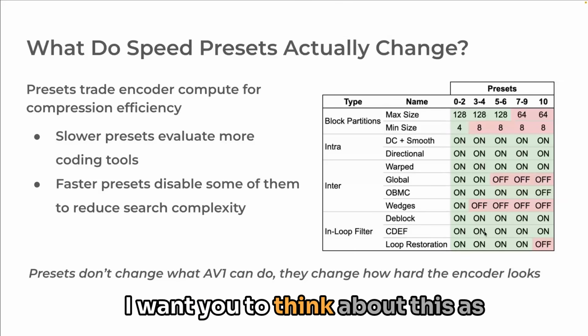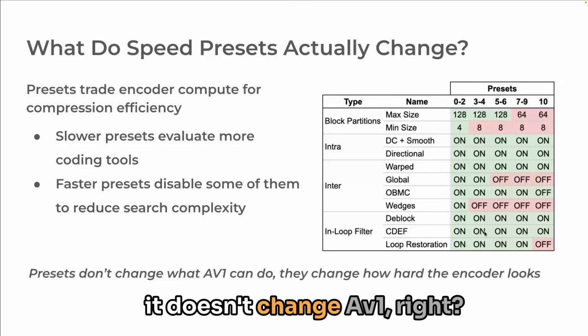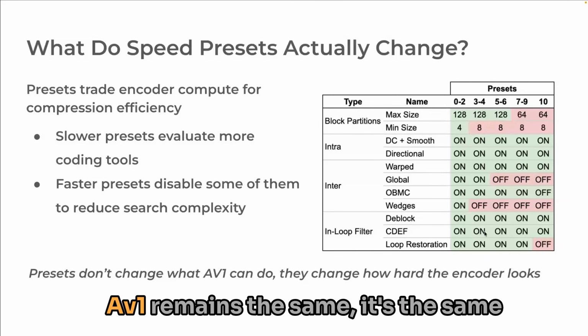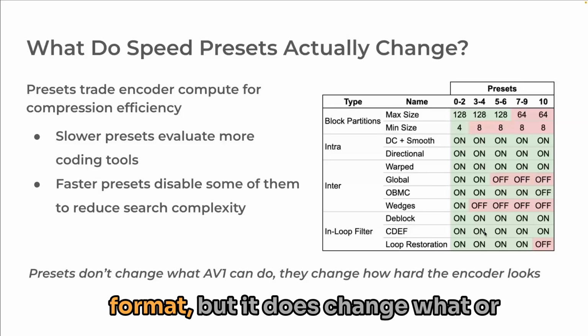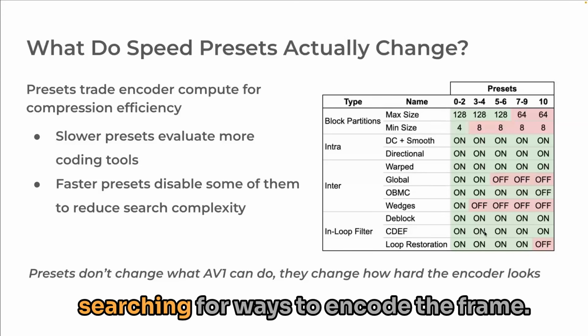I want you to think about this as when you use the speed presets, it doesn't change AV1, right? AV1 remains the same, it's the same format, but it does change what or how hard the encoder is looking or searching for ways to encode the frame.